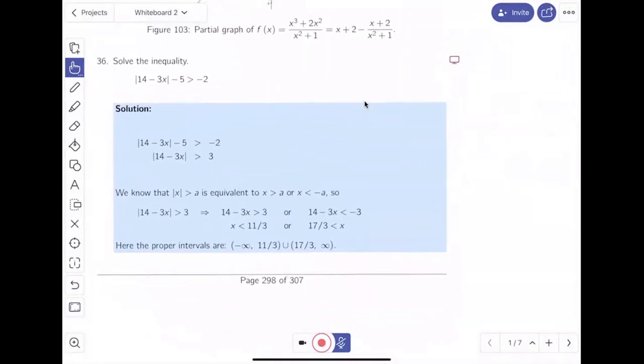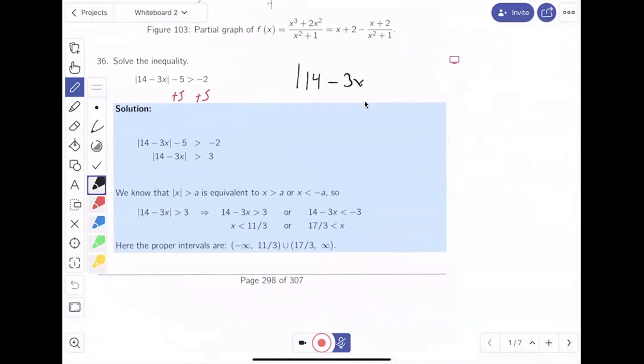All right, so this one, if I was asked to do this problem on the exam, the first thing I would do is add 5 to both sides. I want to get that absolute value. What would you get over there? Something pretty simple. You get the absolute value of 14 minus 3x is greater than 3. Now, what does that mean? Well, reading it, it means that 14 minus 3x must be greater than 3, or 14 minus 3x must be less than minus 3.